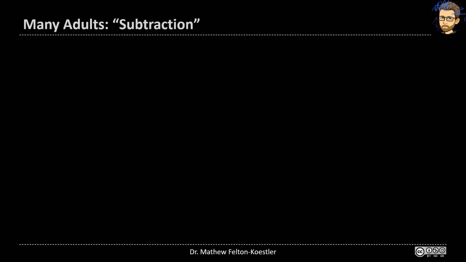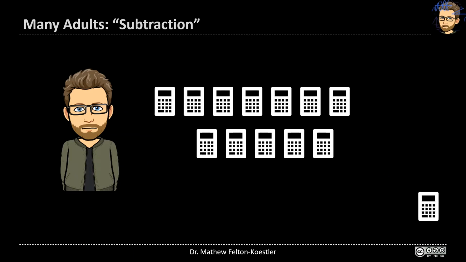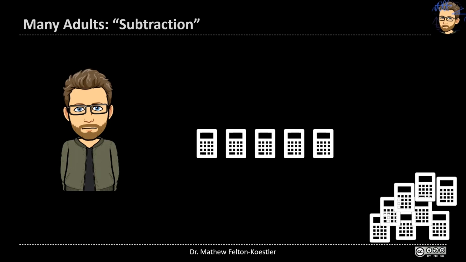A lot of adults think of this as a subtraction or kind of as a takeaway situation. They know we end up with 13 calculators at the end, and they know that we started with 8, so they're going to get rid of those 8. They're going to pull away 1, 2, 3, 4, 5, 6, 7, 8, those 8 calculators we don't need, and push them off to the side. And then they just have to count these remaining calculators and see that we have 5 left, and that's their answer. They sort of treated the problem as subtraction or taking away.